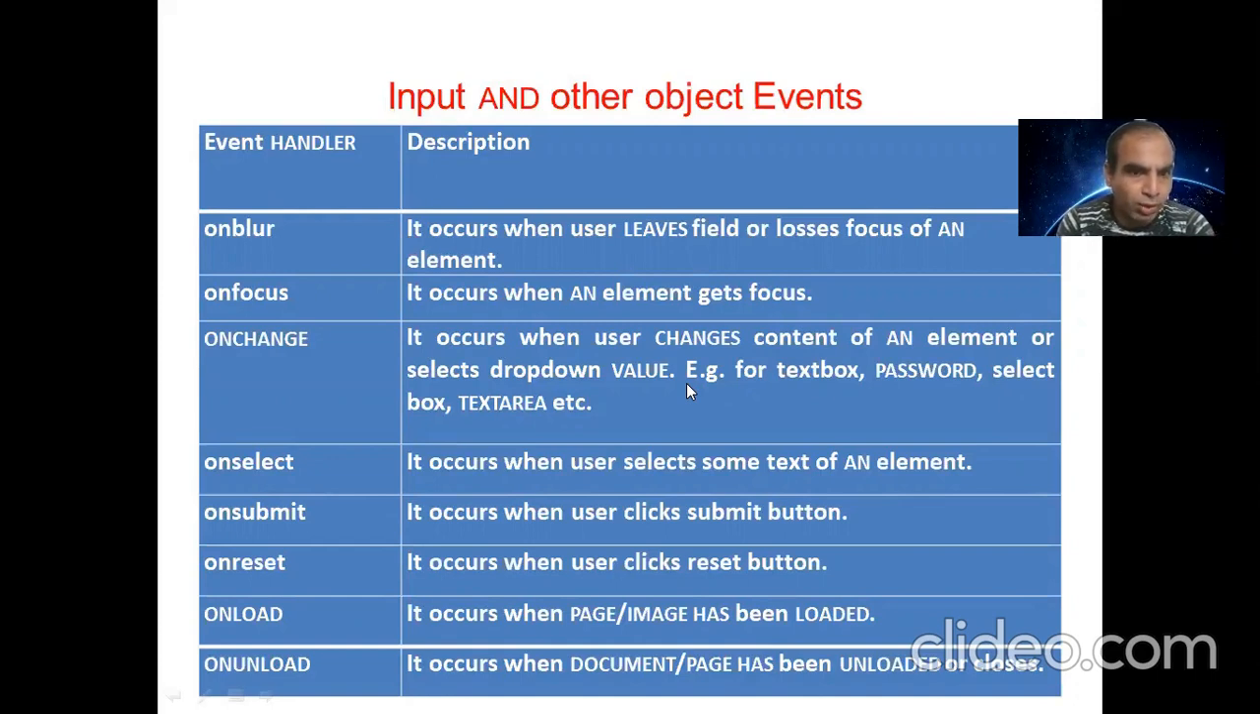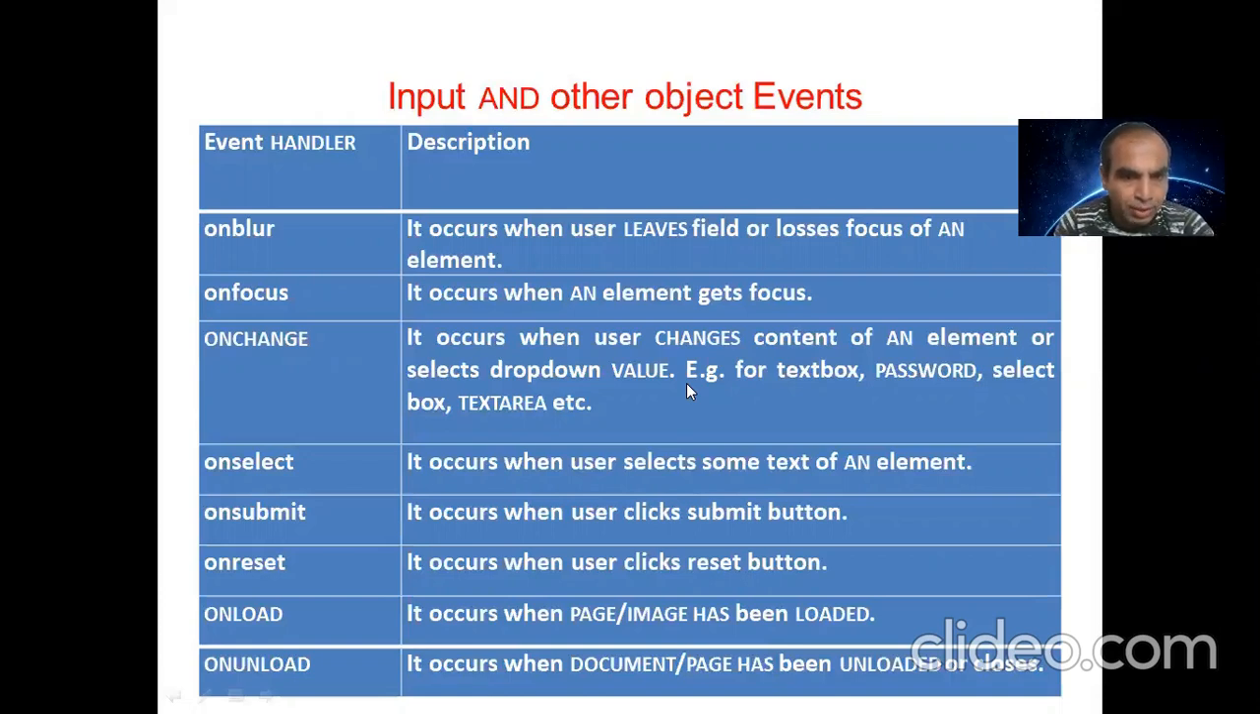Also, we can give on focus, which occurs when an element gets focus. We move the mouse over the object, and at that time this event's functions will execute. Another one is on change. It occurs when the user changes the contents of an element or selects a drop-down value. That means whenever we make changes in a text box, password field, select box or text area, one of the functions will execute on this on change event.